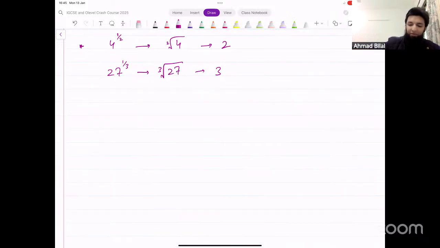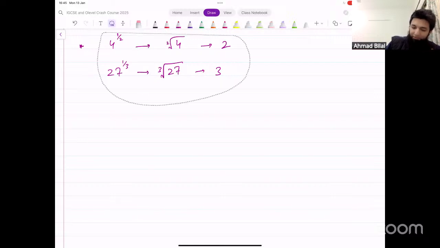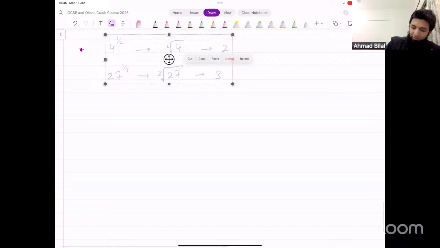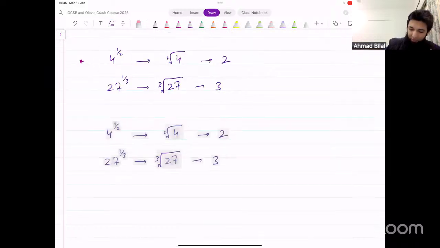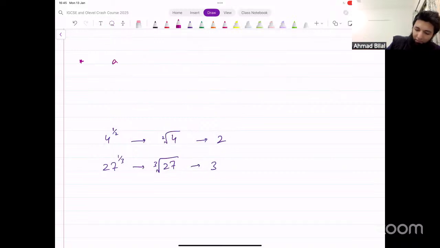So in general, if you have something like this, a raised to a power 1 over m, what can you write that as? It becomes the mth root of a. Whatever that number is in the denominator, that comes as a root here.